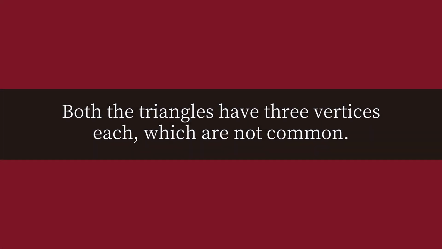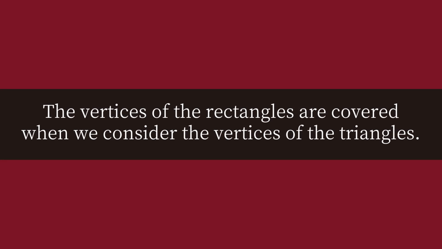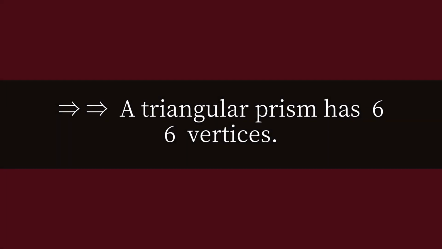Both the triangles have three vertices each, which are not common. The vertices of the rectangles are covered when we consider the vertices of the triangles. A triangular prism has six vertices.